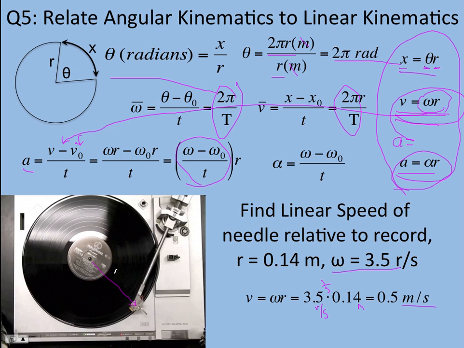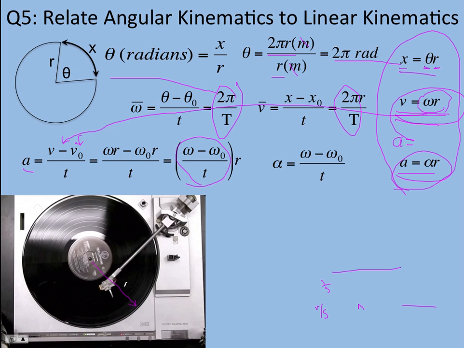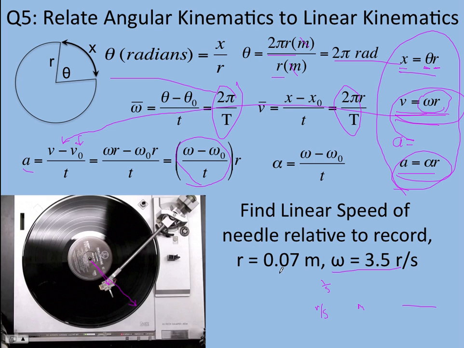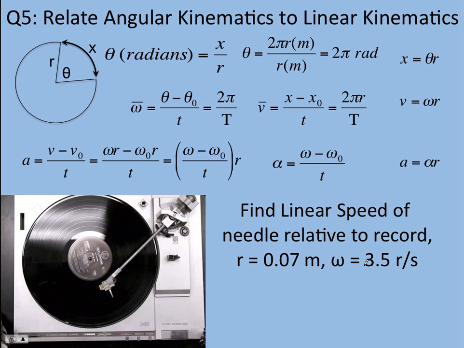How about when the needle is closer in? And so now it is here at a radius of 0.07 meters. What is the linear speed at that time? Well, it's going to be slower, right? V is omega r. If I have a smaller r, I'm going slower. What about if I turn it off here? What is the linear acceleration of the needle relative to the record?